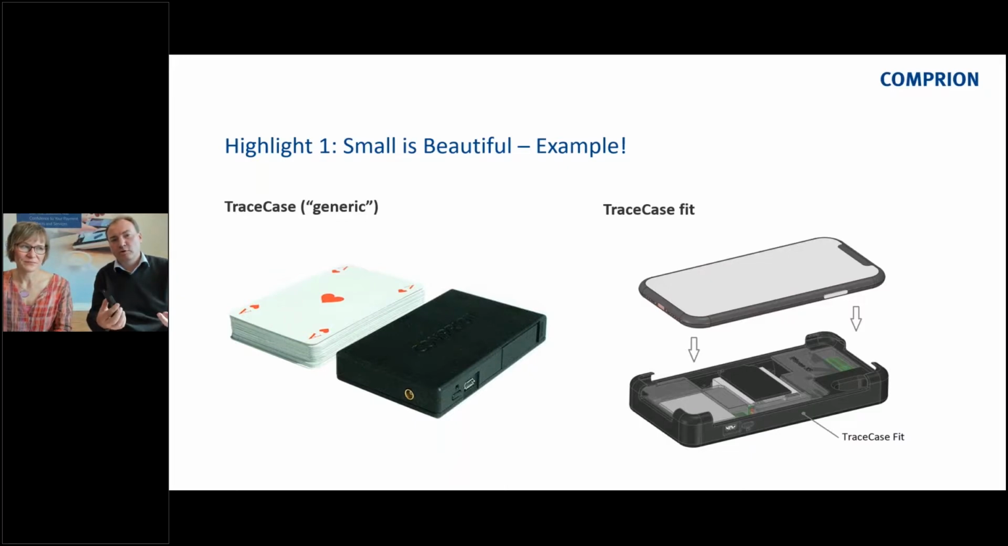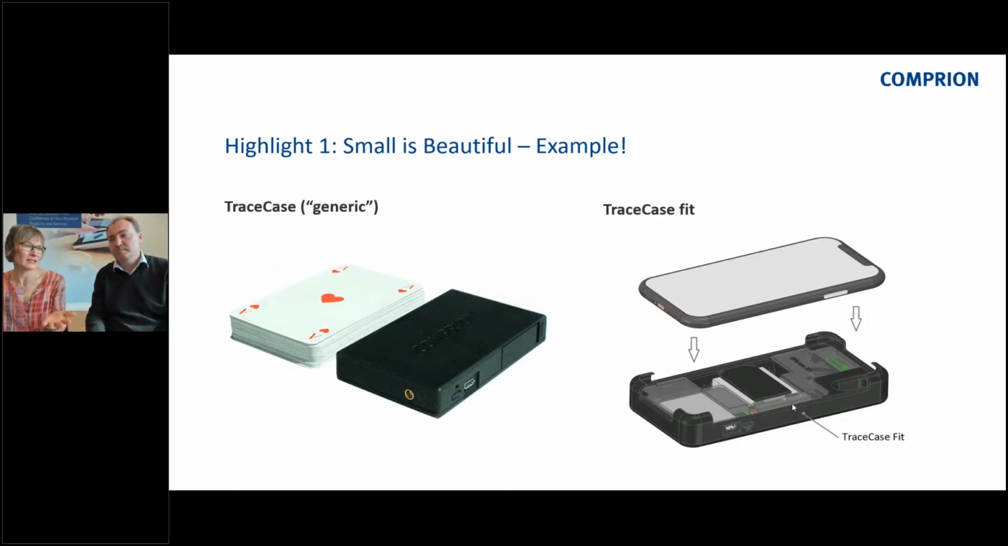So all the electronics is embedded in a smartphone cover. And from the outside, it looks like a big battery pack. It's discreet and it's all embedded in one device. So that's really a cool option that you have. I don't know if everybody is aware of this trace case fit, but I think it's really something that makes it very, very handy to use. Yeah. Thank you for explaining this example.